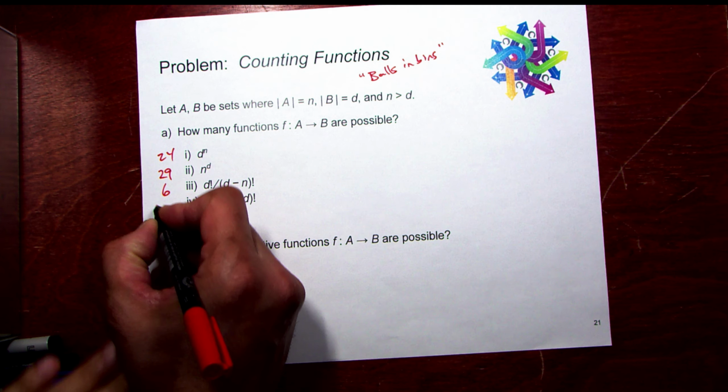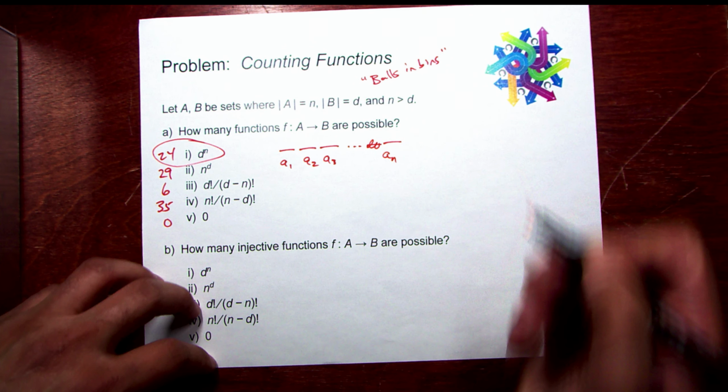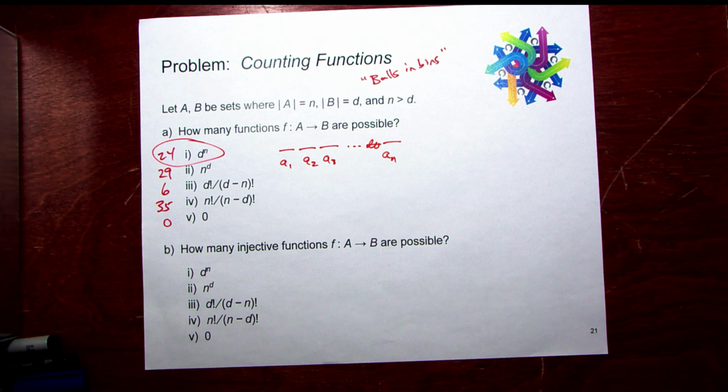All right, the correct answer is there. Why does it work this way? Good. We have n elements in A. Let's lay them out. So A1, A2, A3, AN. Each one of them maps onto something, and there are D choices for each of them. So it's D, D, D, D, and we multiply, and that gives us D to the N.